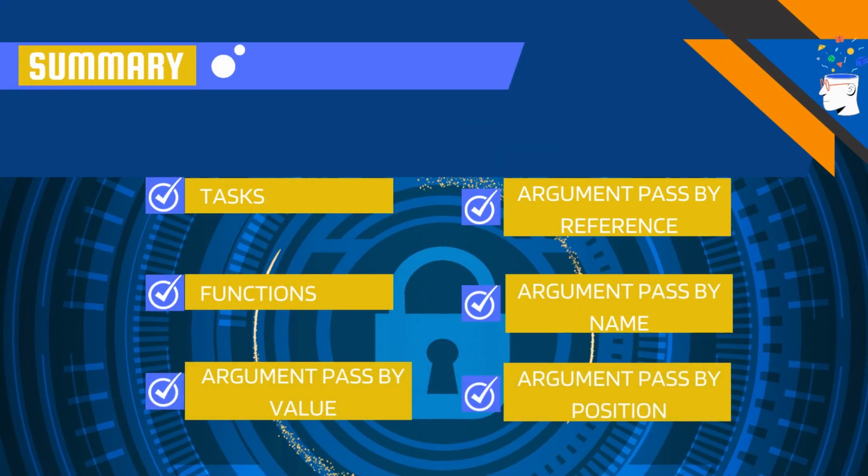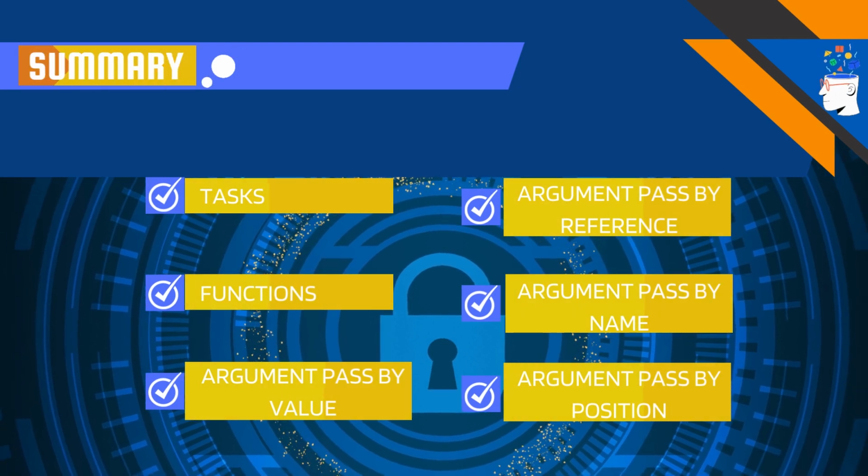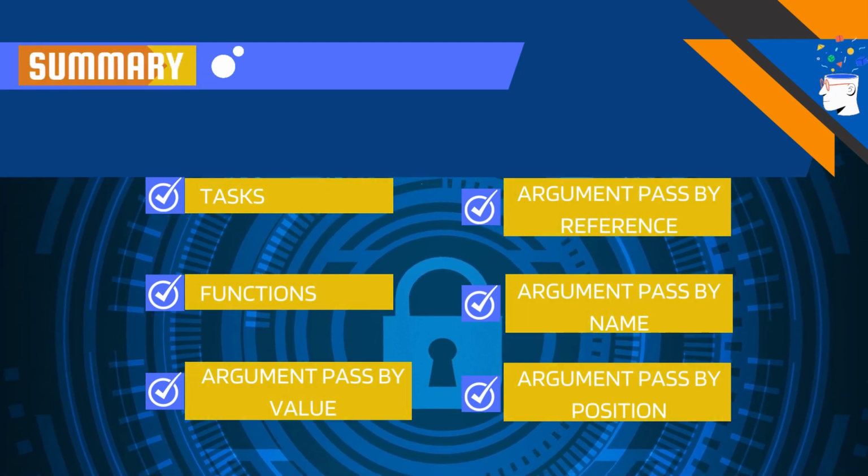To wrap up, in this video, we covered the basics of SystemVerilog, including its syntax and data types, as well as the use of tasks and functions to perform operations and simplify code. We also discussed the 4 different ways to pass arguments to functions and tasks, including argument pass by value, argument pass by reference, argument pass by name, and argument pass by position. Understanding these different methods can help you choose the best approach for your specific application.